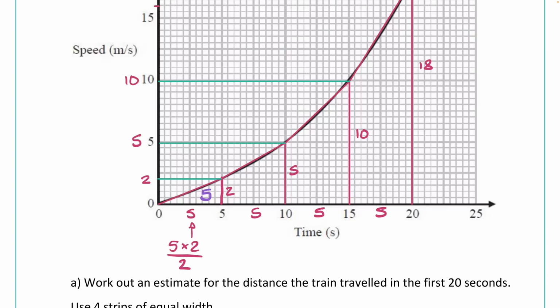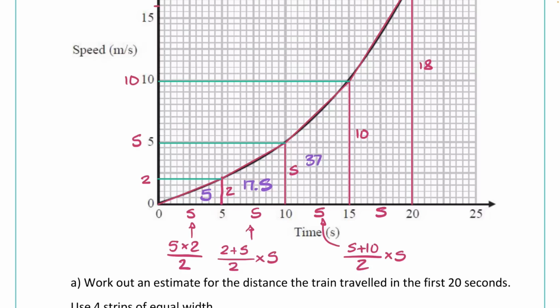For the first trapezium, we add the parallel sides. So 2 plus 5 is 7, divided by 2, and then times it by the distance between them, which is 5. So we have 3.5 multiplied by 5, and that gives us an area for that one of 17.5. Doing the same for the next two, same process, so 5 plus 10 divided by 2 times by the distance between them. So that's 7.5 times 5, which comes out as 37.5.